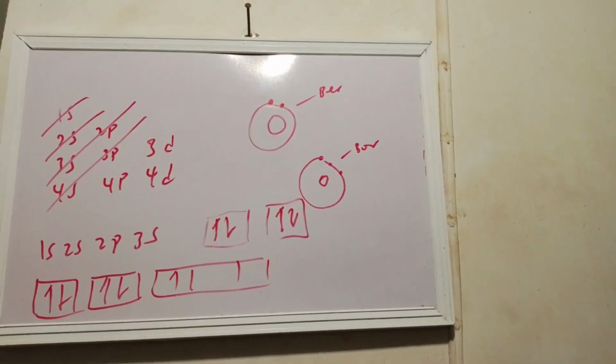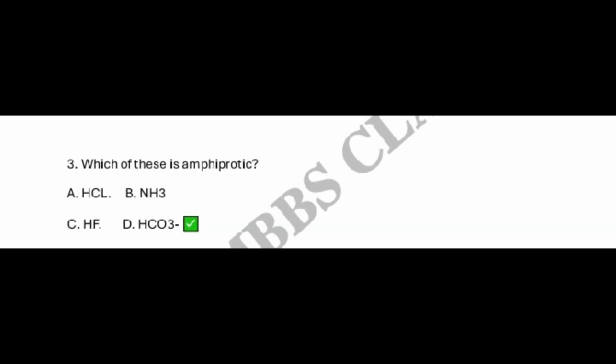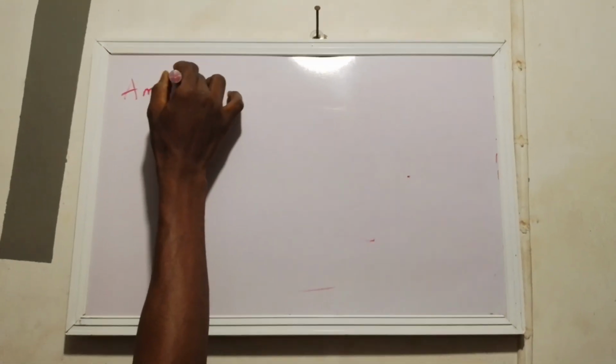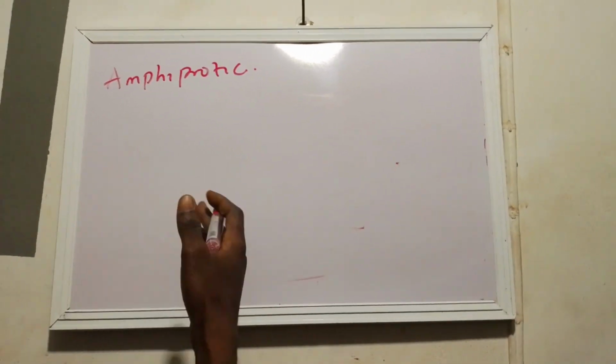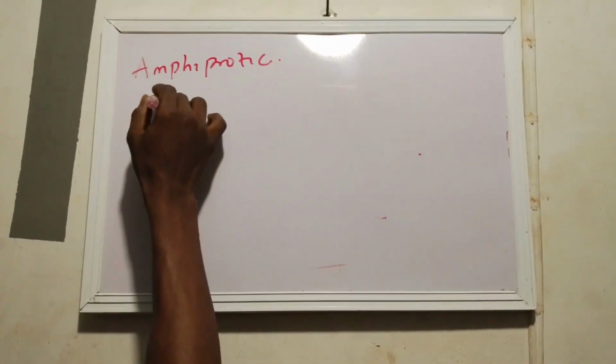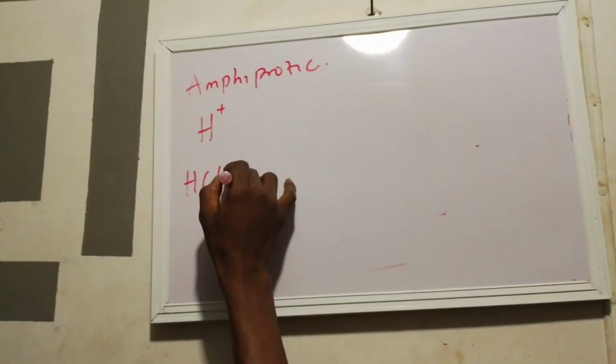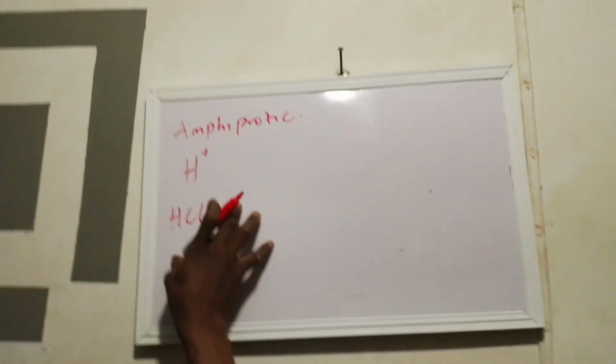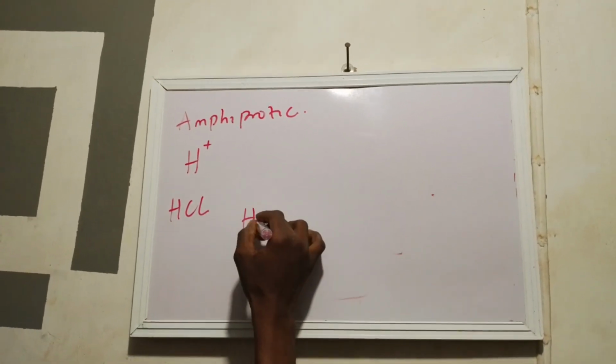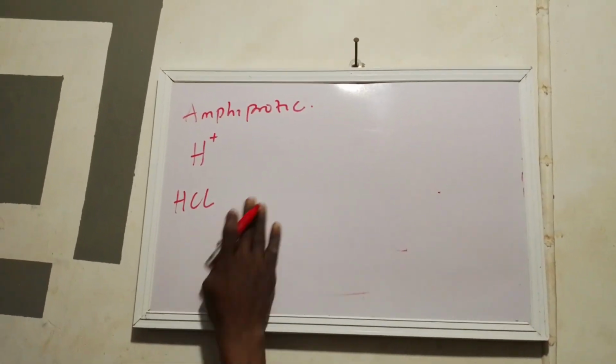So the next question says, which of these is amphiprotic? For a compound to be amphiprotic, or amphoteric, it means it can lose hydrogen and also gain hydrogen. So it can lose a proton or gain a proton. In this case, we have hydrogen chloride. Hydrogen chloride can lose its hydrogen but cannot gain, so it is not amphiprotic. Ammonia can gain to form ammonium but cannot lose, so it is not amphiprotic. Hydrogen fluoride can lose but cannot gain, so it is also not amphiprotic.